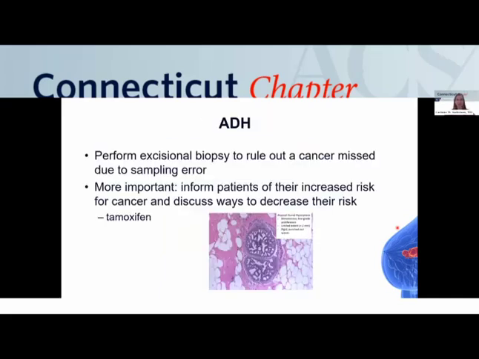So ADH, atypical ductal hyperplasia, is a high-risk lesion. For management, we perform an excisional biopsy to rule out a cancer that we just missed with sampling error, because the upgrade rate is high. More importantly, after you do that and rule out a malignancy, you do have to inform patients of their increased risk for cancer and discuss ways to manage that risk. So they may be amenable to additional screening with MRI, and then discuss risk reduction with tamoxifen.